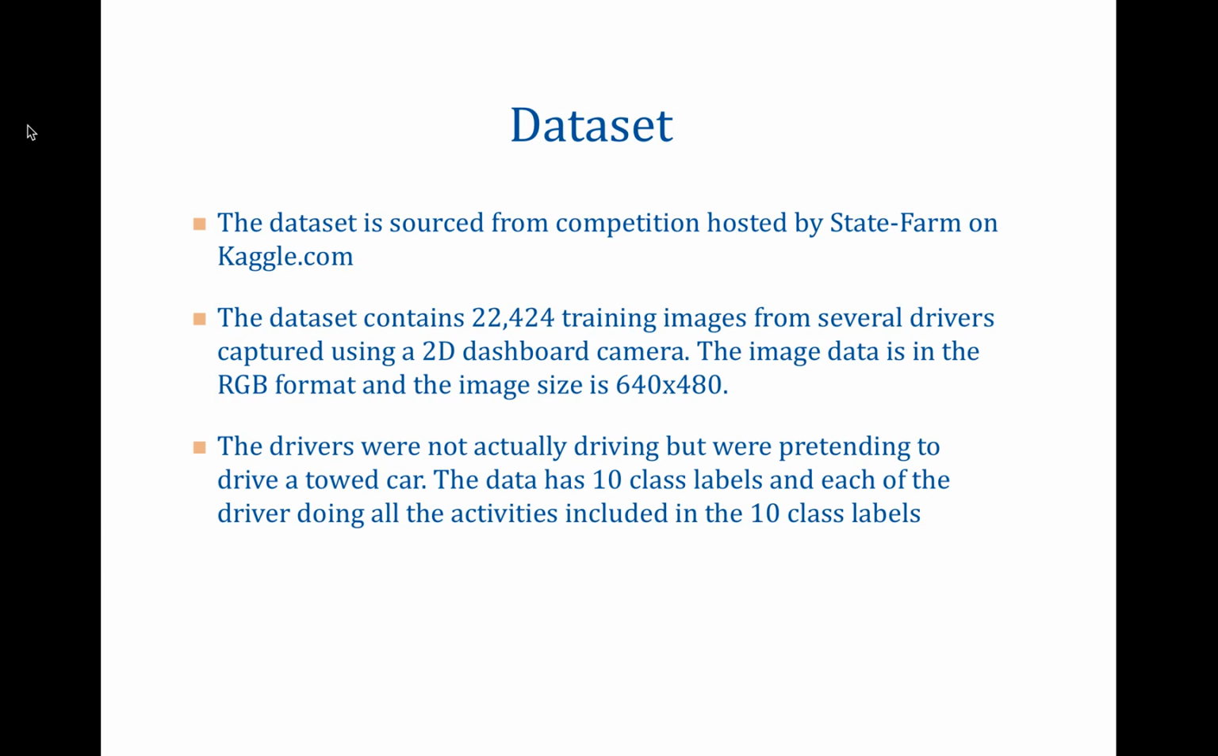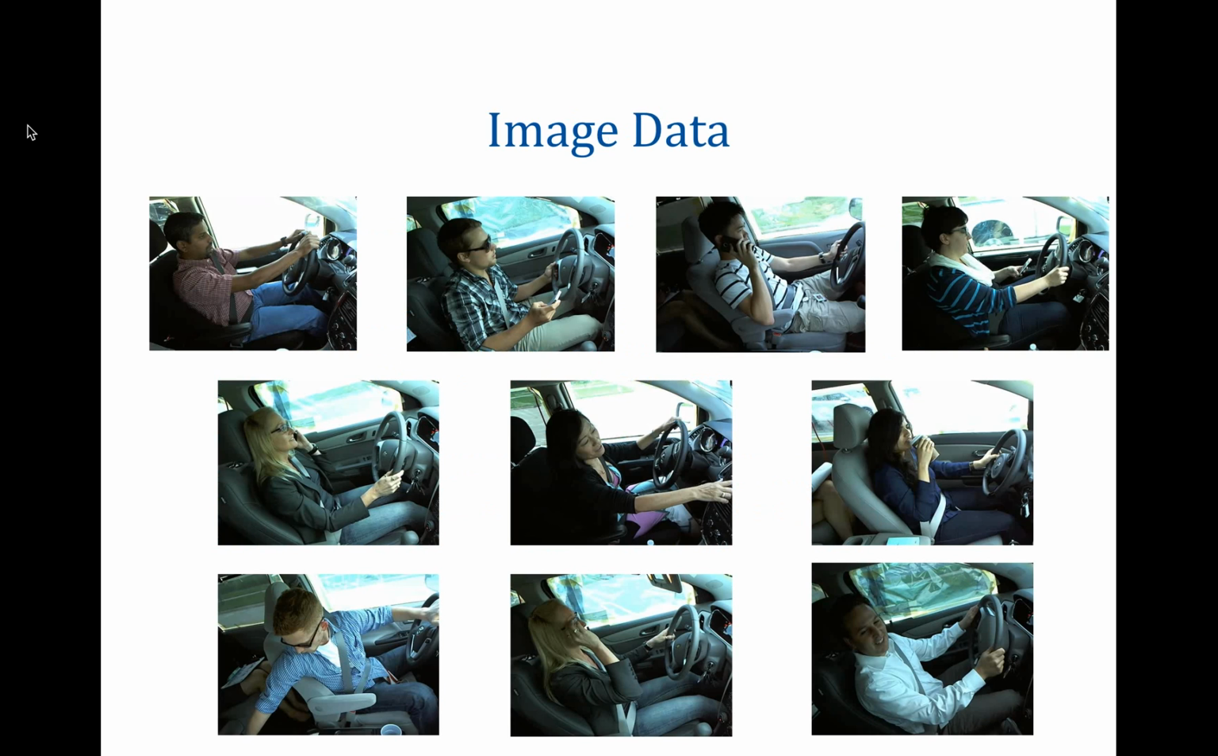And just a fun fact, the drivers were not actually driving, but were pretending to drive a towed car. And the data has 10 class labels, and I think that it is a comprehensive list of activities that the drivers do while driving. So, this is what the data looks like.